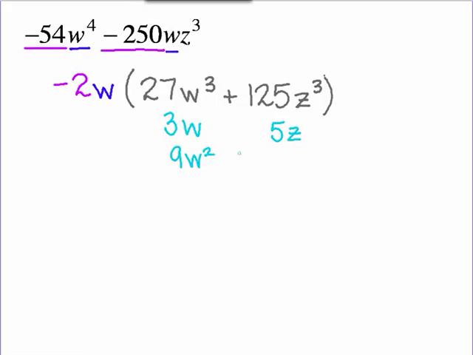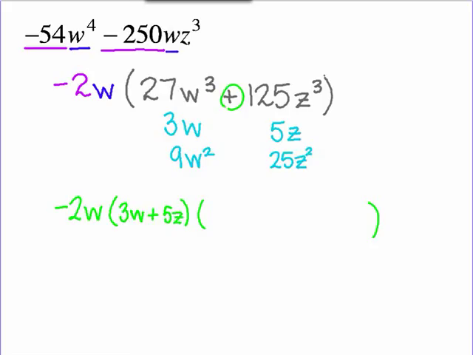9w squared, 25z squared. So now I'm going to start with a negative 2w outside, a little set of parentheses, and a bigger set of parentheses. Oh, I got this. Okay, what goes in the little set of parentheses? 3W plus 5Z. Remember, my plus sign here should match right there.